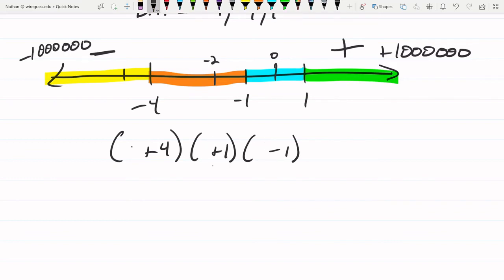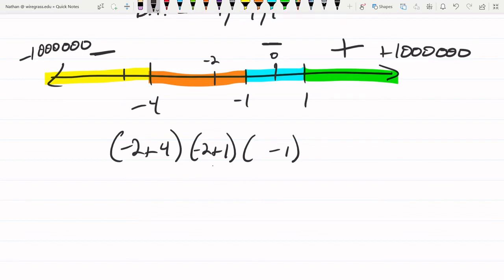For the middle ones, 0 is very easy to test, right? You just plug 0 in there. You get +4 times +1 times -1. That's two positives and a negative. That's going to make this interval negative. And I'm sure you can guess what the orange interval is going to be.